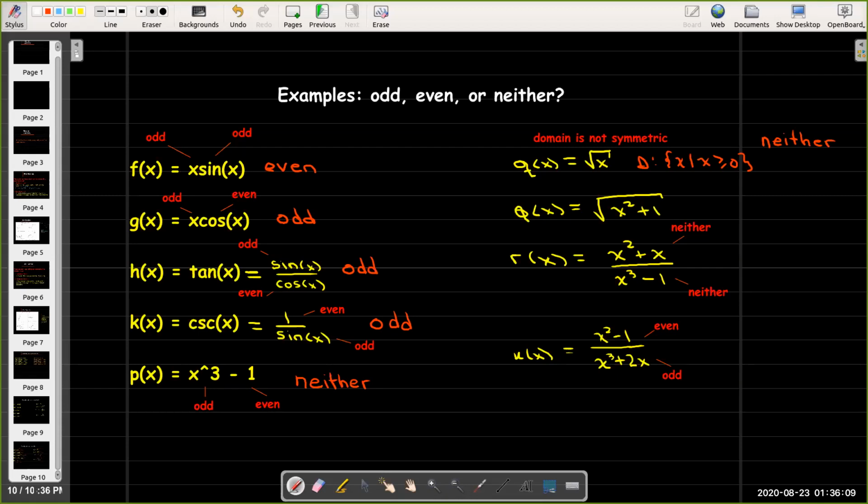The next function is phi of x equals radical x squared plus 1. In this case, the domain is all real numbers. We have to go back and use the definition of odd and even, and by using the definition, we will find that this function is even.